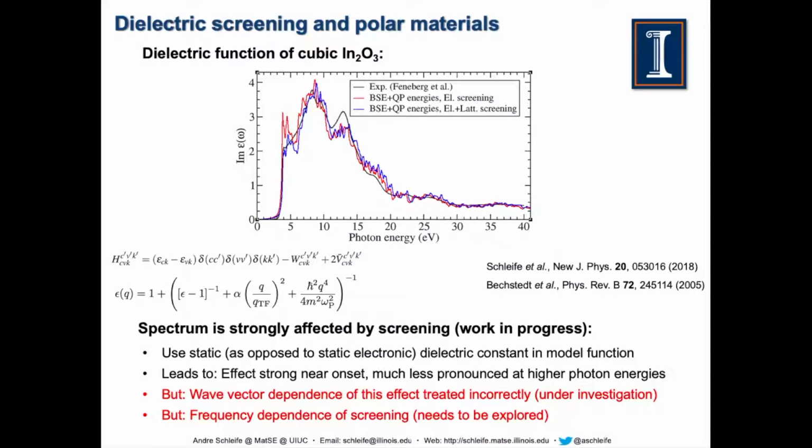One disclaimer though: we currently included it incorrectly because we just replaced one dielectric constant with another. So we know that, for instance, this does not give the correct Q dependence. That's something that Josh is currently working on. But if we do that, we get a limiting case, where we overestimate the lattice contribution.